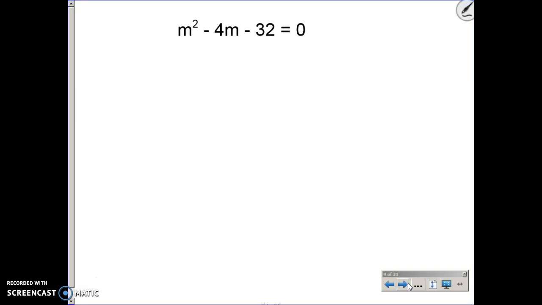Again, first step, check for GCF. There's a 1 in front of that. Well, 1, 4, and 32, the biggest thing they can divide by is 1, so no GCF. Second step, double bubble. Put your parentheses where they belong. Since it's an m squared, I'm going to put m's in there this time. Third step, factor tic-tac-toe on c. 32 is my c this time.